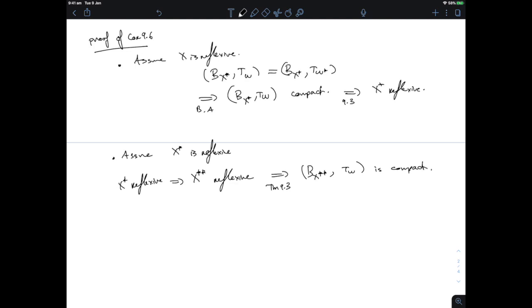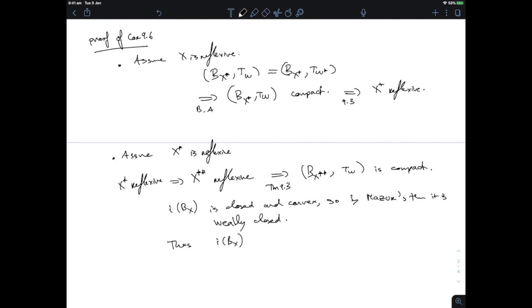Okay, but now if I look at the image of the unit ball of X inside B of X double star, this is a closed and convex set. So by Mazur's theorem, it's weakly closed, weakly closed inside B of X double star. Now, if you're weakly closed inside a weakly compact set, then you're weakly compact. So you have that I of B_X with the weak topology on X double star is compact.